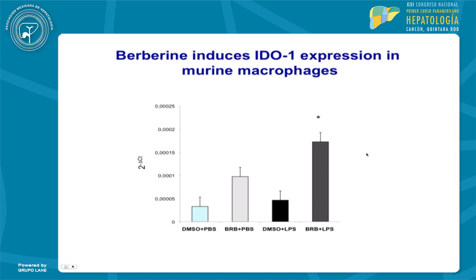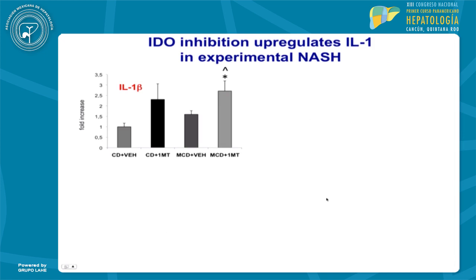And we also noticed that berberine, going back to these mice, induces IDO1. So we had the hypothesis that part of the anti-inflammatory effect of berberine could actually be mediated by increased expression of IDO1. And this occurs both in the liver in vivo, but also in macrophages. Here, these are macrophages that have been challenged with LPS, and they already increase IDO1 expression, but mostly when LPS is coupled to berberine.